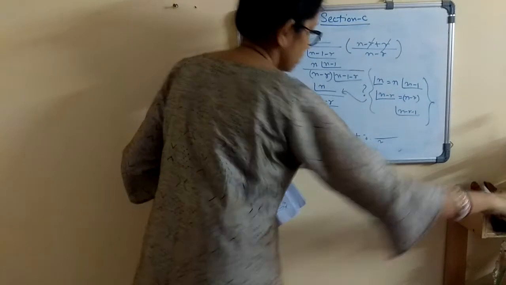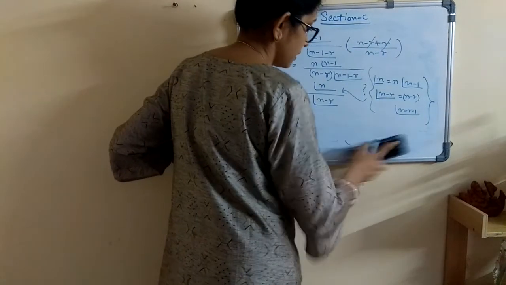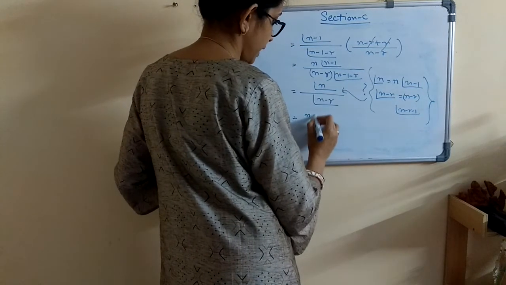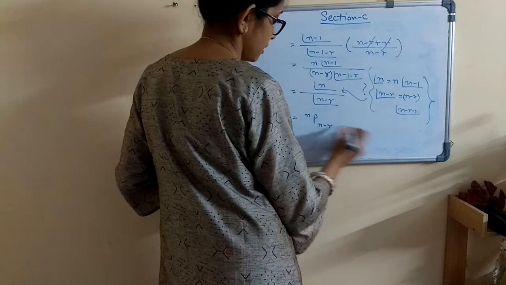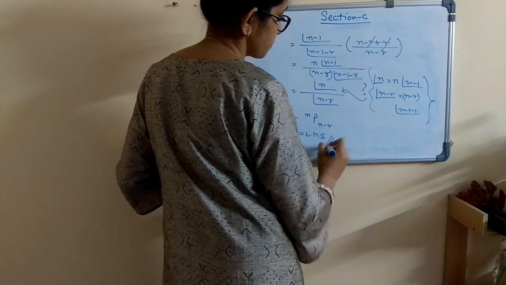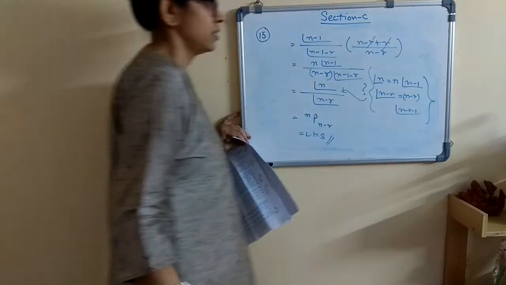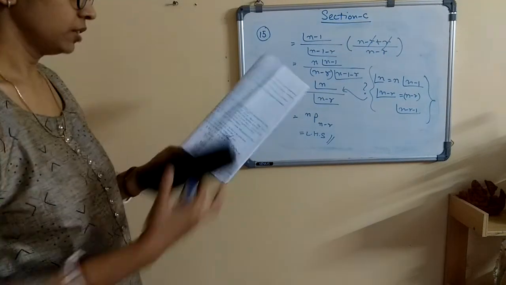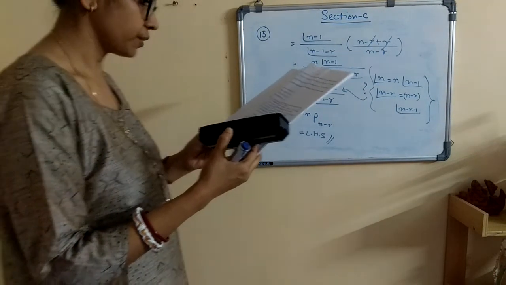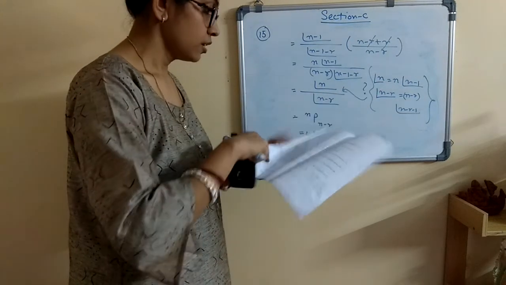So we can write it as the permutation formula, what? nPr, which is the left hand side. Hence proved. So this is the question which I have solved for question number 15.